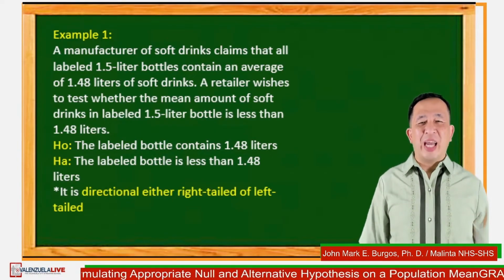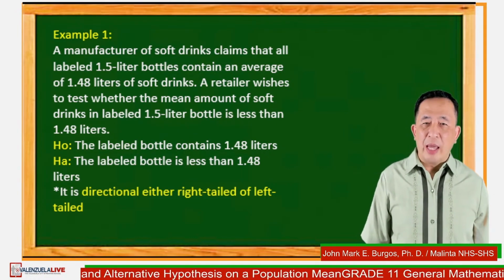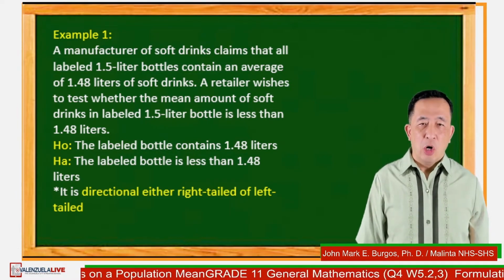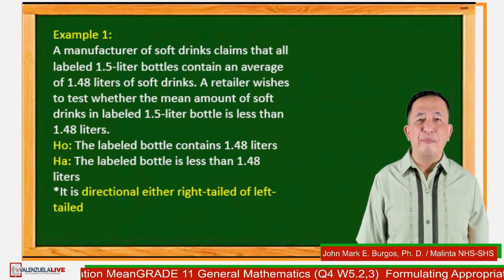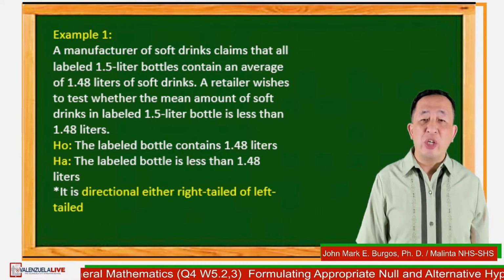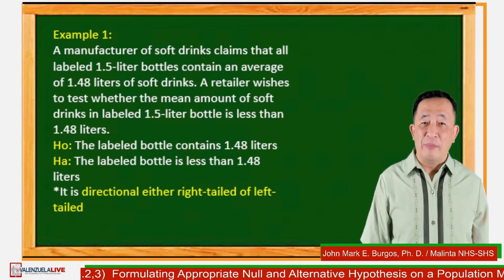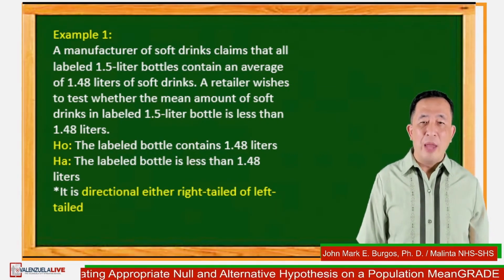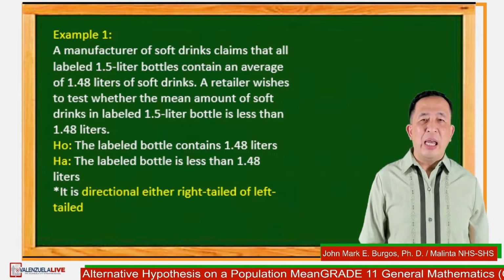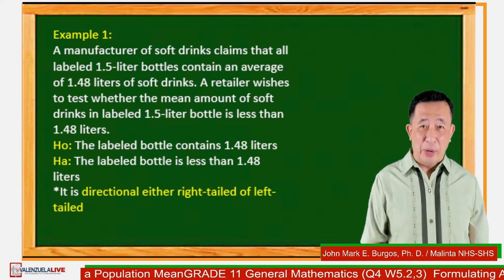Let's have our first example. A manufacturer of soft drinks claims that all labeled 1.5 liter bottles contain an average of 1.48 liters of soft drinks. A retailer wishes to test whether the mean amount of soft drinks in labeled 1.5 liter bottles is less than 1.48 liters. So, in short, there is a conflict here between the retailer and the salesperson.